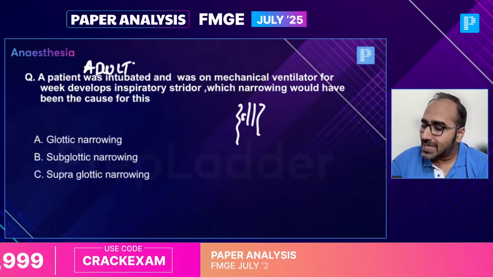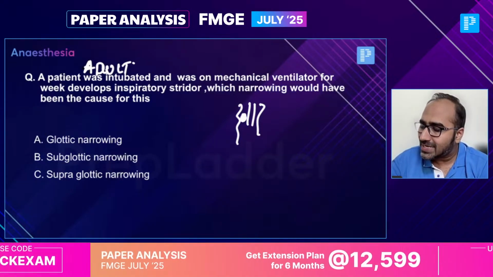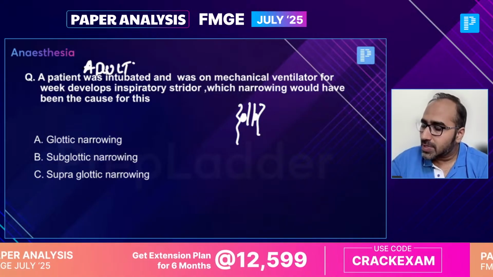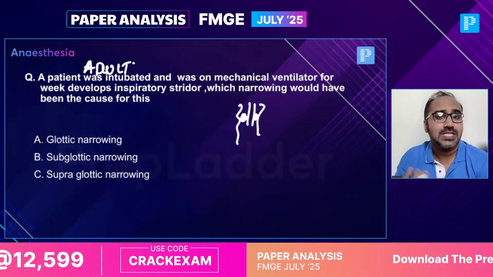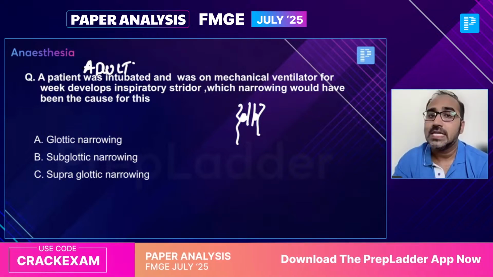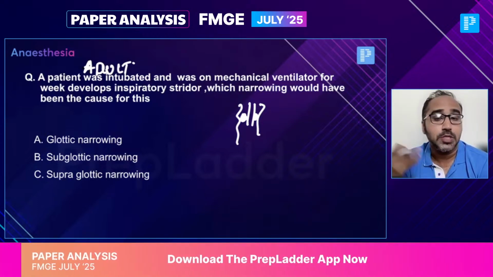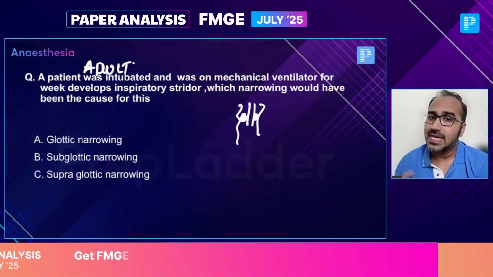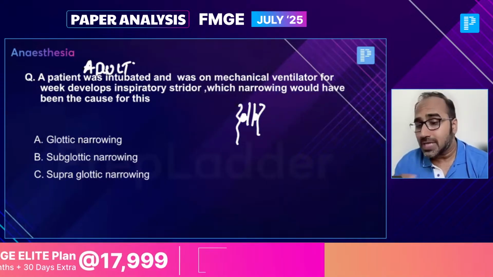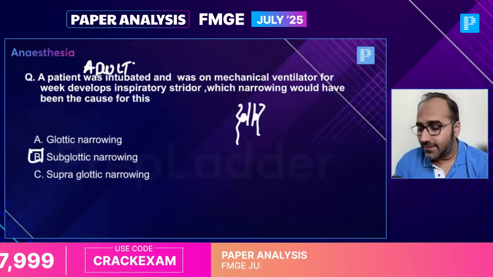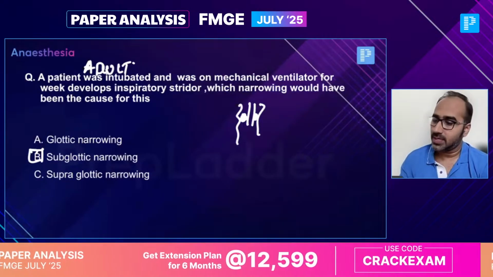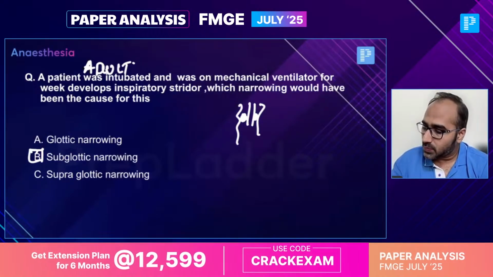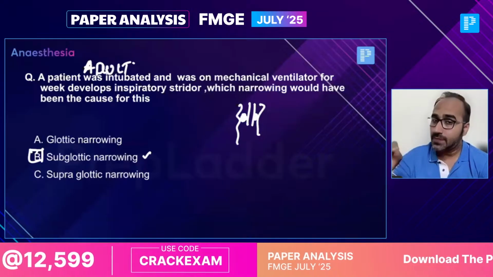Due to intubation, remember, once you intubate, there will be this cuff. Due to the pressure of the cuff, there might be necrosis. Sometimes there might be inflammation, sometimes due to this tube there might be trauma to the inner part of the trachea. Due to that, what happens, guys? The patient develops subglottic narrowing that leads to inspiratory stridor. Okay, so the answer over here is what, guys? Subglottic narrowing, if this was the question.